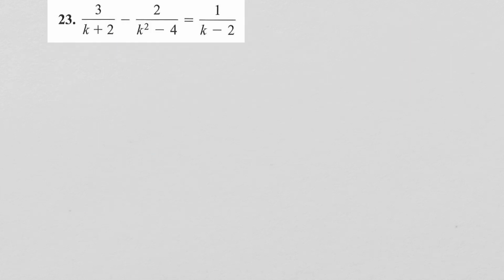Okay, so this is factored, but this isn't. So I'm going to factor that. So this is k plus 2 times k minus 2. Those are conjugate pairs. So my LCD is k plus 2 times k minus 2. And you can always find your restricted value just from simply looking at your LCD. So we can see that k cannot be equal to either plus or minus 2.